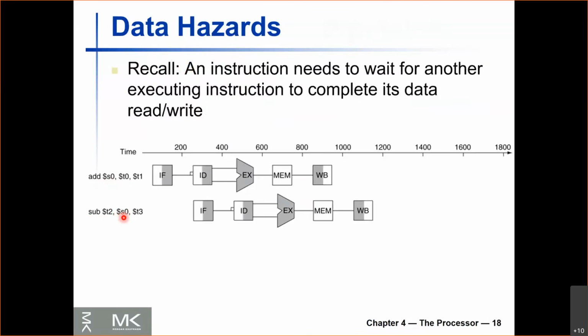Okay. So now let's take a look at what happens when we try to use a pipeline to execute these two instructions. First I fetch the add instruction, and then I decode the add instruction. So I'm going to read T0 and T1 from the register file. And then I execute. Here I'm going to be adding T0 and T1. While I decode, I'm going to do the instruction fetch for the subtract instruction. And then I'm going to use the ALU to do the addition. In the meantime, I want to do instruction decode for subtract. So I want to read S0 and T3 from the register file. But what's the problem here?